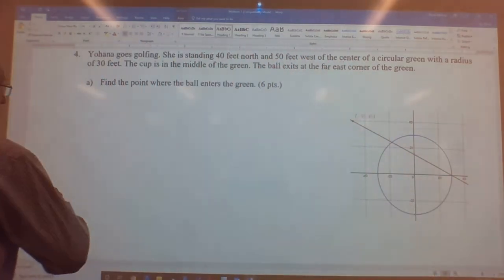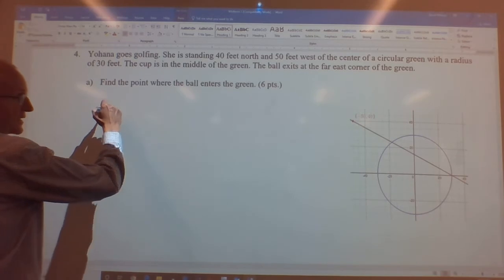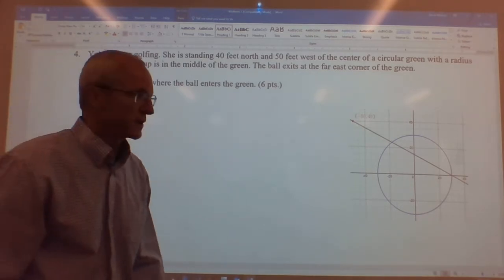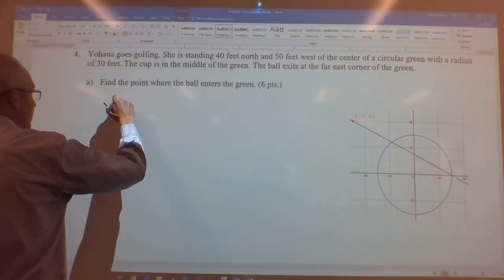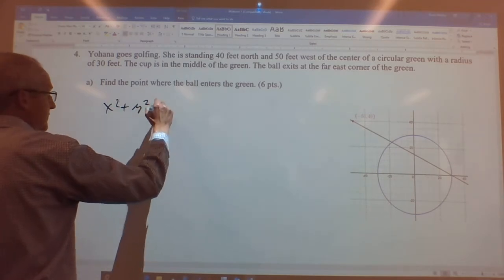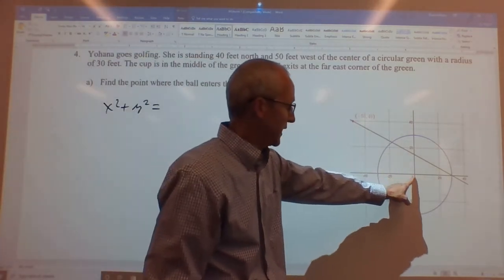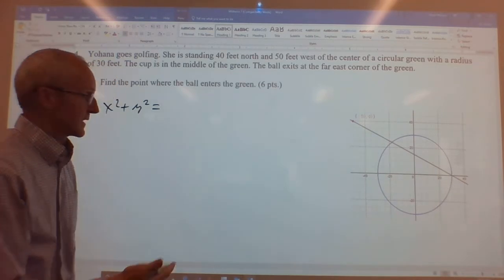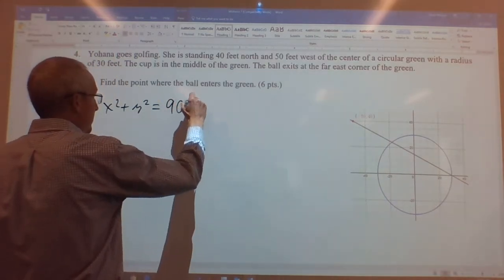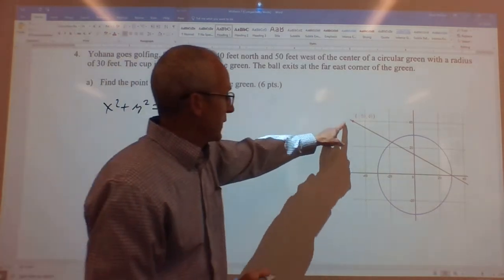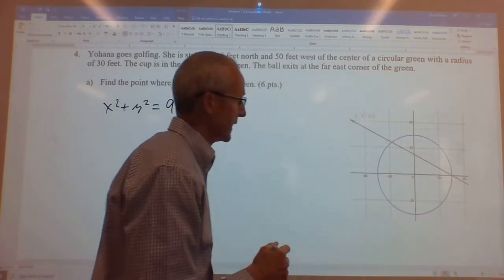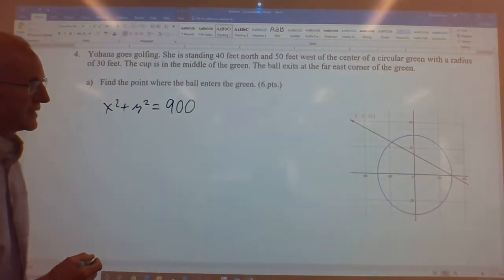So first we write down, well, it doesn't matter which one you do first. Let's write down the equation of the circle. It's centered at the origin, which is really nice. So that's just x squared plus y squared equals the radius squared. The radius is 30, so the radius squared is 900. So 900. And now what about y? We have to have an equation for that line.